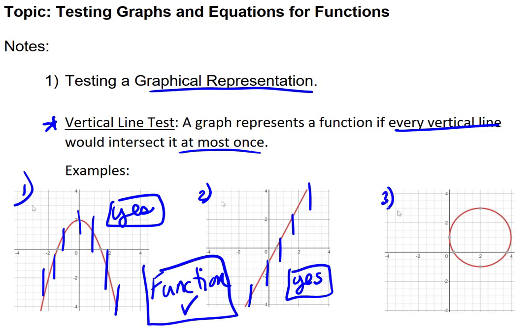Our third example is a circle graphed in quadrants 1 and 4, split between the two. But with this one, you'll notice that it doesn't take much. If you just draw one vertical line segment somewhere through the middle of the circle, it crosses twice necessarily, which means if you can draw a vertical line that crosses the graph more than once, we would have to say no, it is not a function.